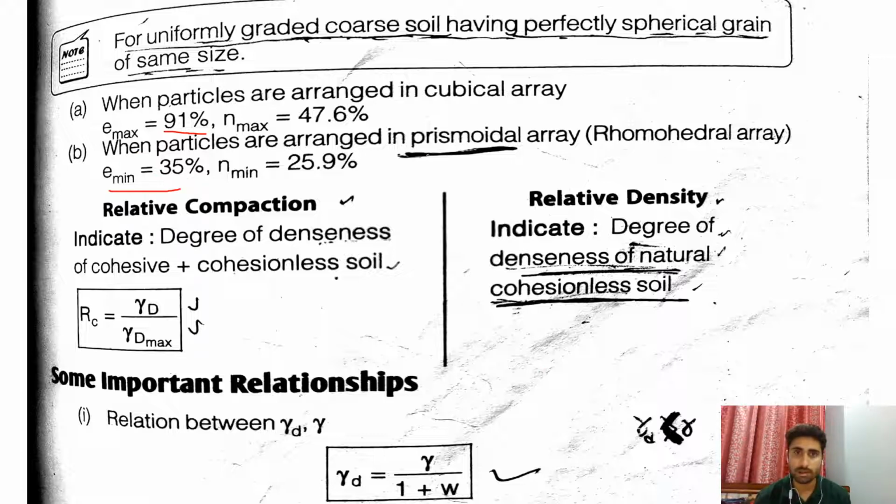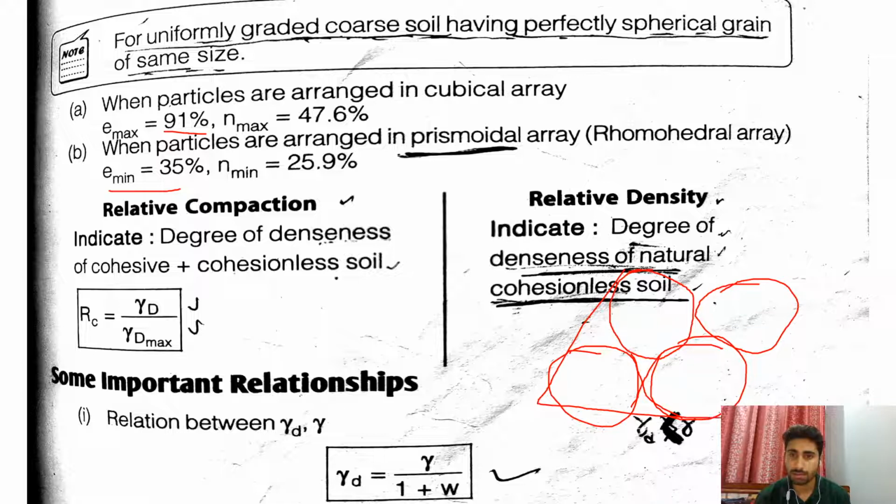What is this prismoidal array? If you arrange one layer of soil particles, they may be in contact here, no problem, and another layer is placed just between these two particles where they intersect, and you keep on going like this, then you will get something like this. This type of arrangement is called a prismoidal array, and you will get the minimum void ratio in this type of formation.